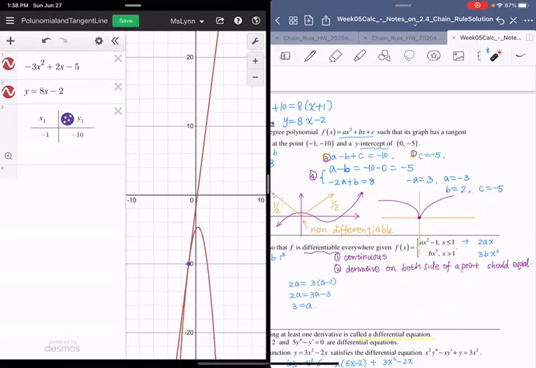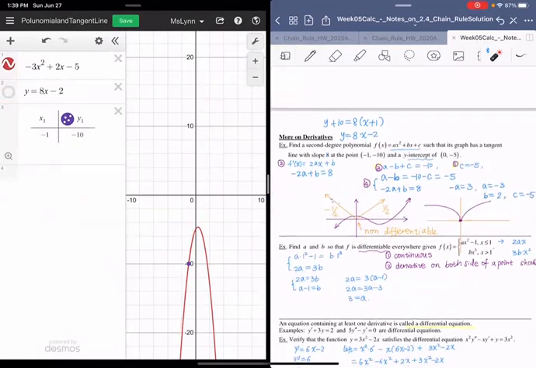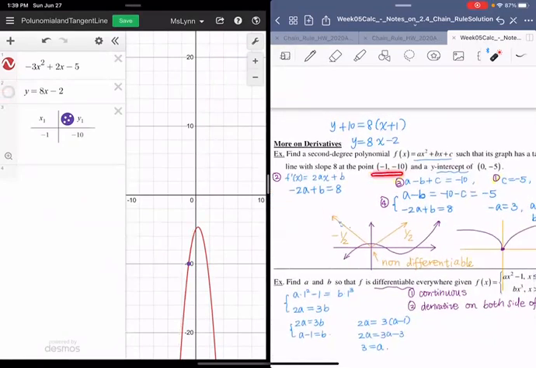This is a problem like that. And then you can plug in, you can say the tangent line passes through (-1, -10). That means you can use the point-slope format: y minus -10 equals 8 times x plus 1. So y equals 8x minus 2. You can write down this function here.